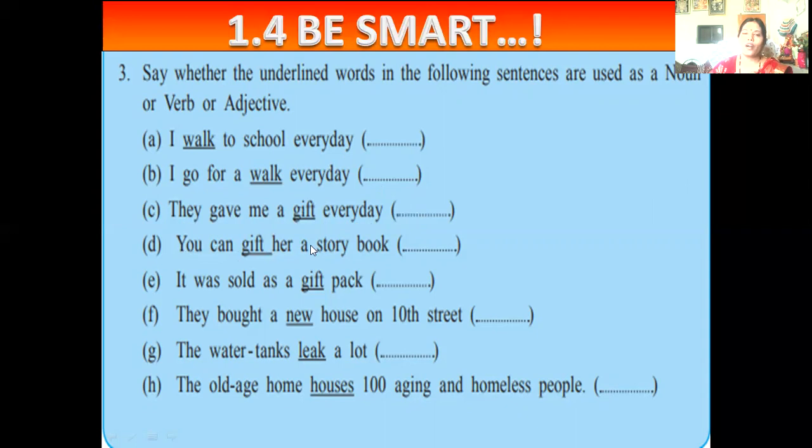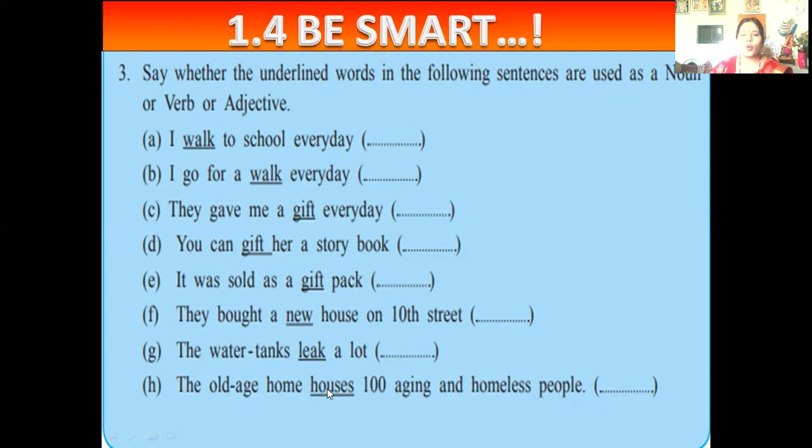Next, you can gift her a storybook. Here also, the underlined word is gift. We have to write whether it is used as noun or verb or adjective. It was sold as a gift bag. Here also, the underlined word is gift. You have to identify it. Next, they bought a new house on 10th Street. The underlined word is new. Write the answer. Next, the water tank leaks a lot. The underlined word is leak. You have to write whether it is used as noun, verb, or adjective.